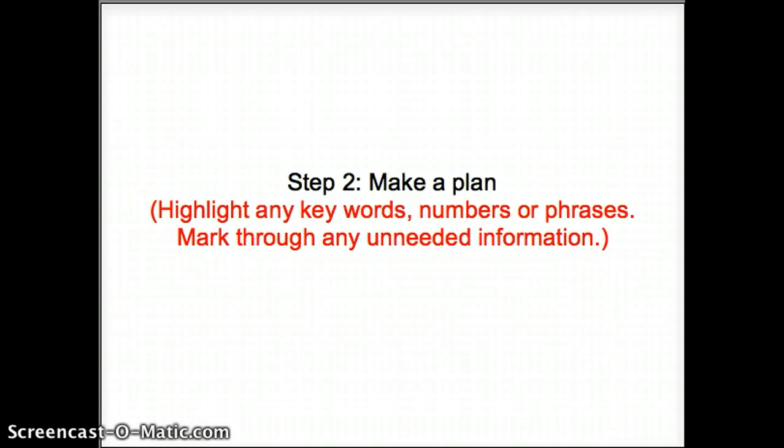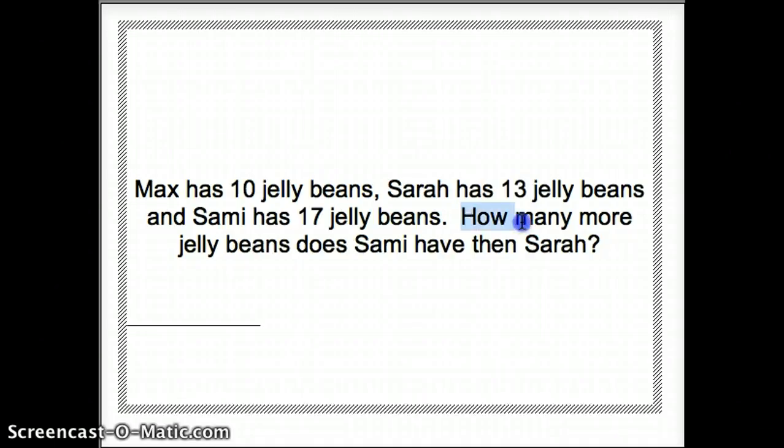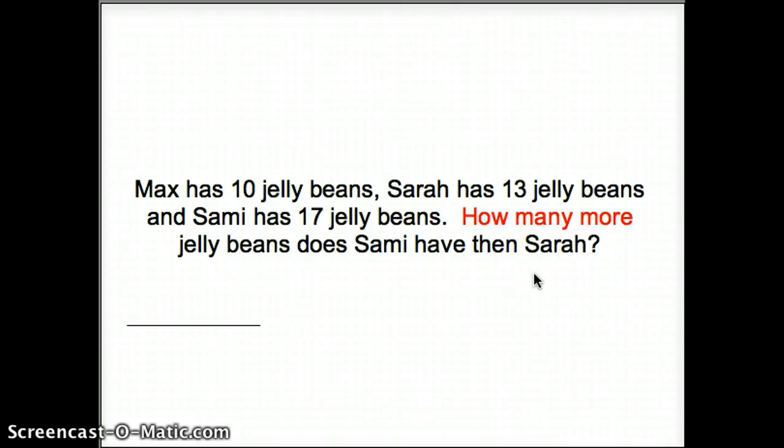My next step, step two, is to make a plan. I'm going to highlight any keywords, numbers, or phrases, and I'm also going to mark through any unneeded information. When I look at the word problem, I see that in the question it says, how many more jelly beans does Sammy have than Sarah? Going back to the key words that we've been going over in class, I remember that how many more means to subtract. So I know that I'm going to be subtracting in this word problem.